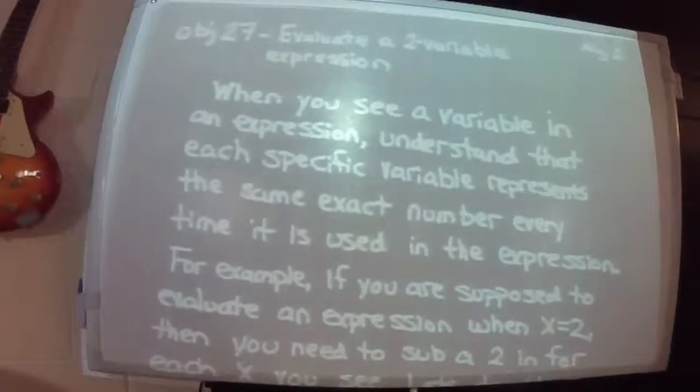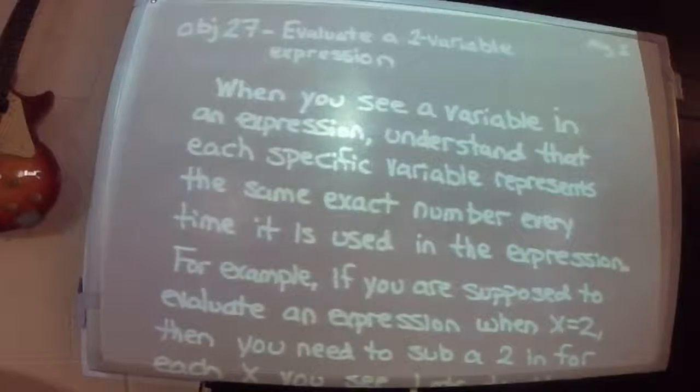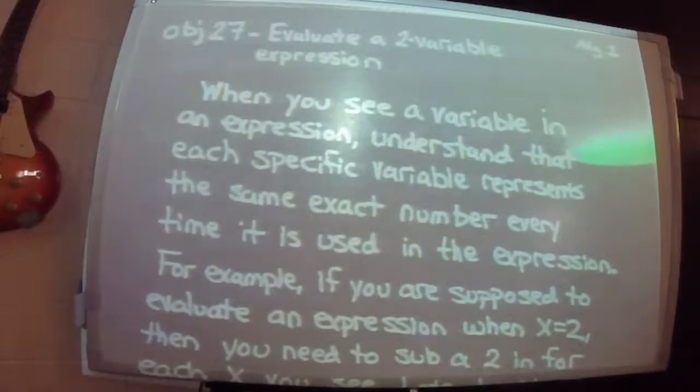But one thing we can do is once you have that collection of junk with letters, they might tell you, hey, evaluate it instead of those x's, put in 2's. Or evaluate instead of those y's, put in 5's. So I'm just going to read this little paragraph real quick.